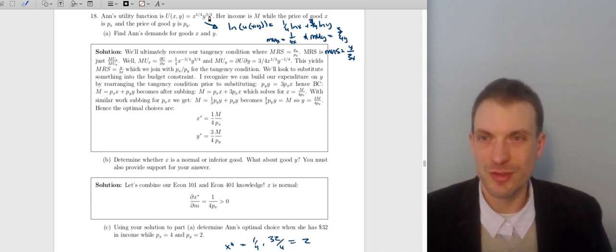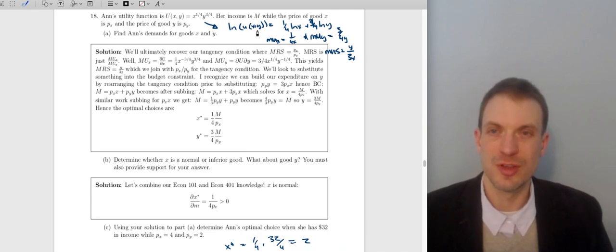Marginal utility of Y is going to be this. To take this partial derivative, 3/4 x to the 1/4 comes along for the ride times y to the minus 1/4. That's this right here. You could take the ratio and we'll get y over 3x, which we couple with PX over PY to get our tangency.